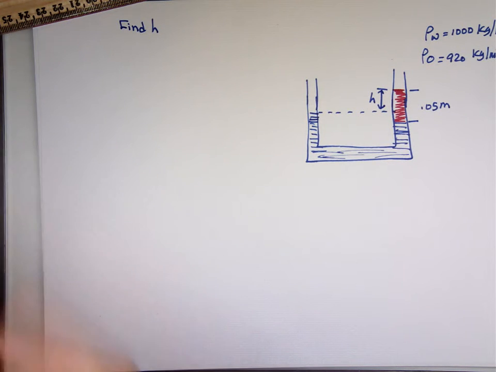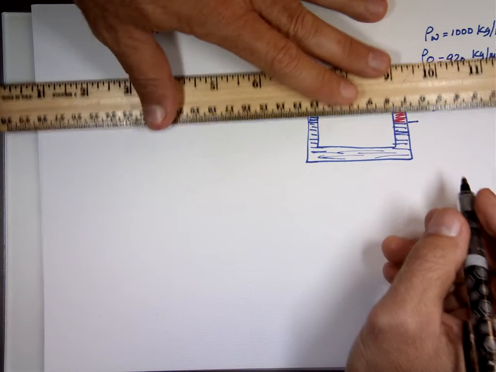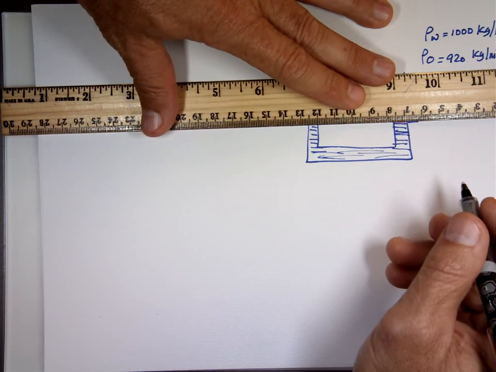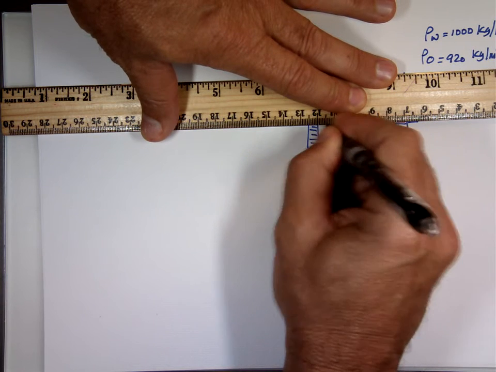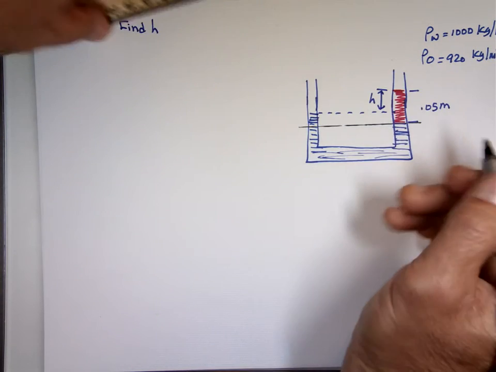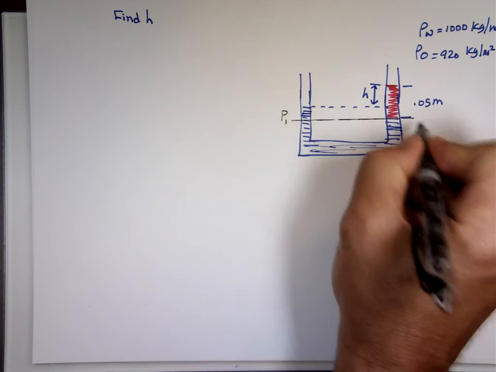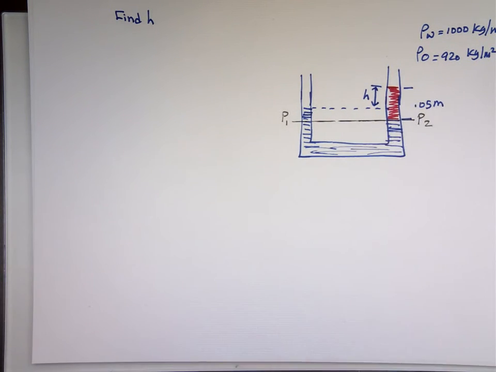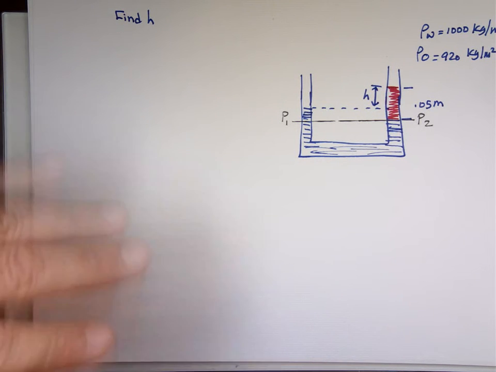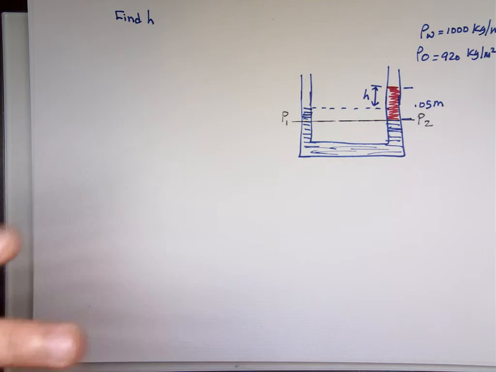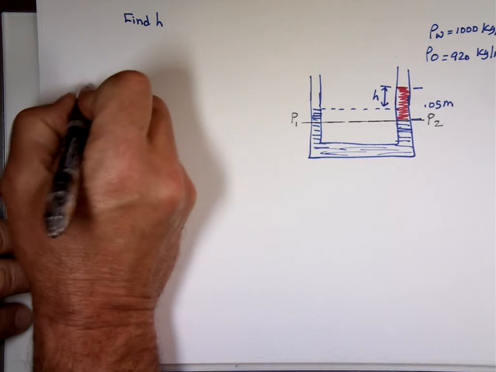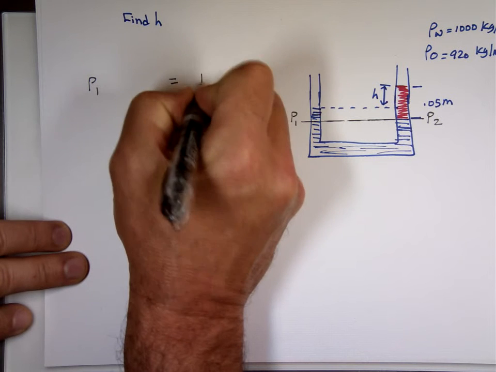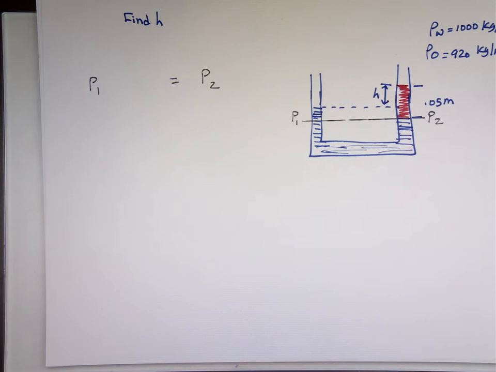Let me draw a line from the edge of the water here. This water started right here. Let's call this point P1, pressure at point 1, and this is pressure at point 2. Since these two points are at the same level, full with water, the pressure on them has to be equal. Same height, same pressure. Always. So P1, the pressure at point 1, has to equal the pressure at point 2.